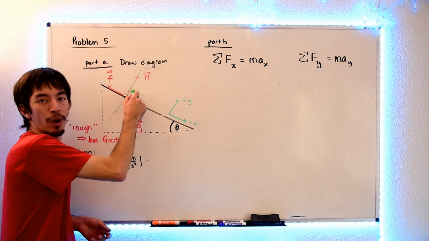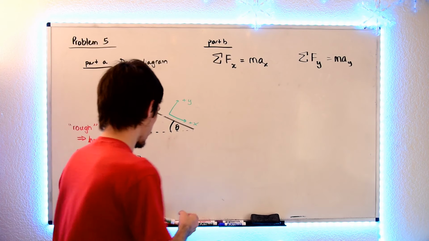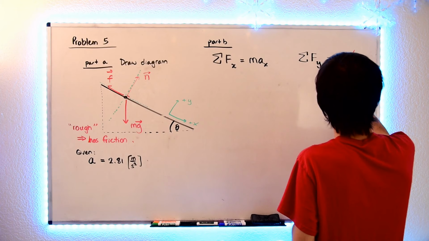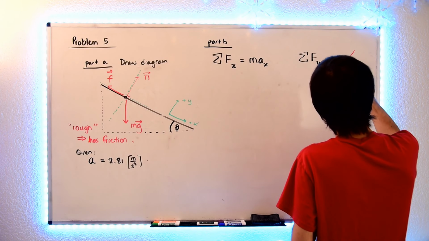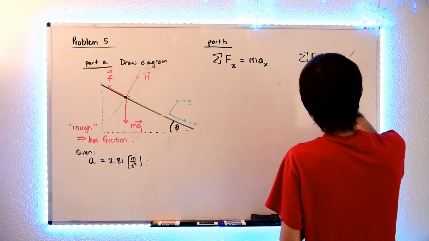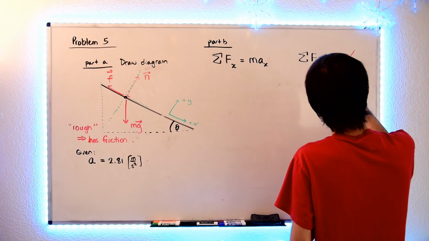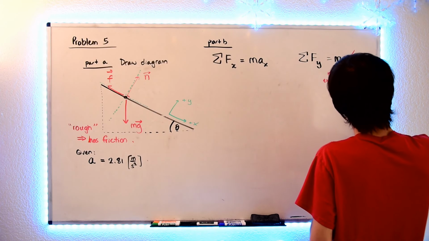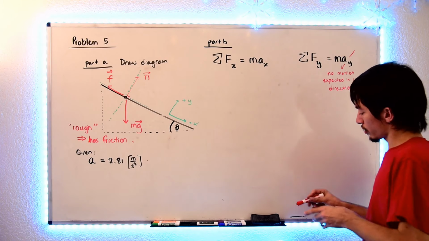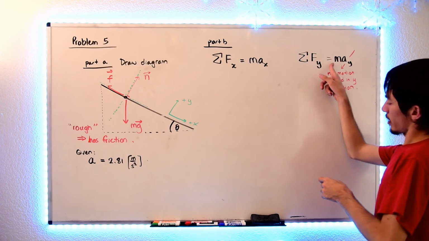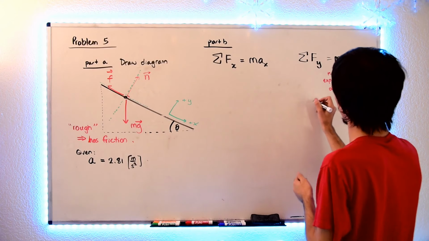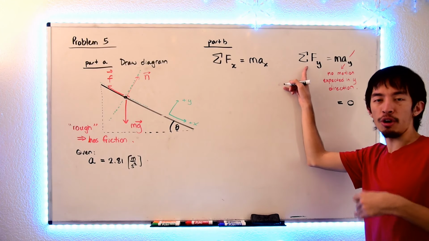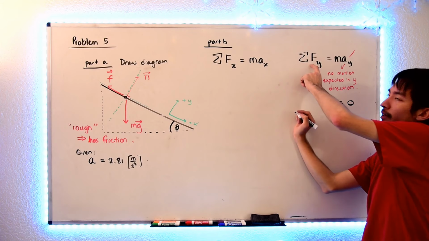That means it has no acceleration in the y direction. So we can take this and cross it out and say no motion expected in the y direction. Okay. So the right side of that equals 0. On the left side, we're going to write out all the forces which have a y component.